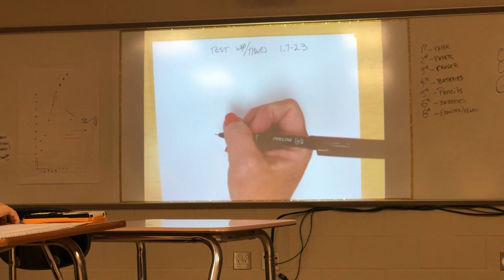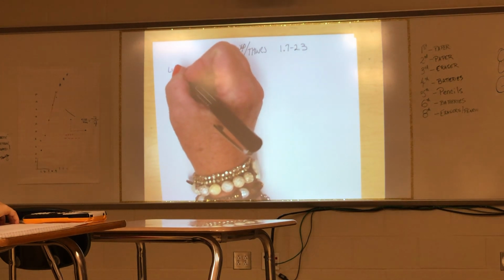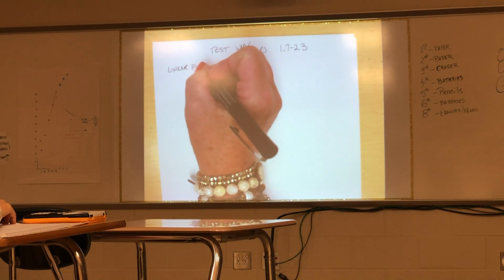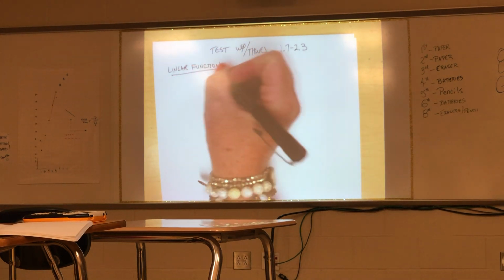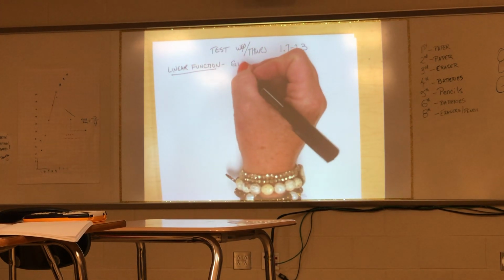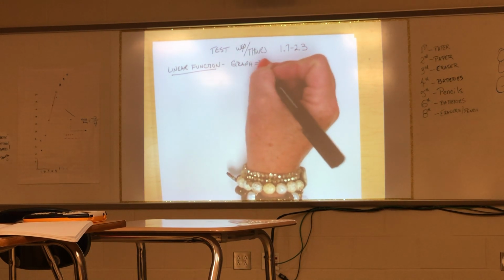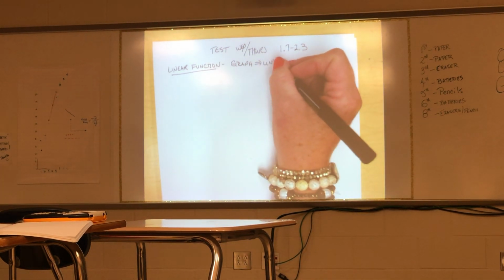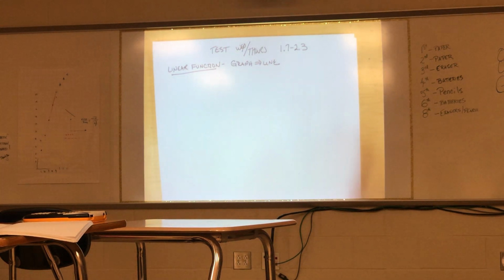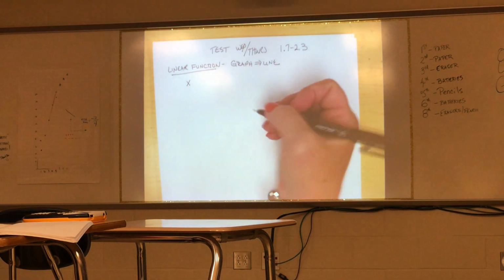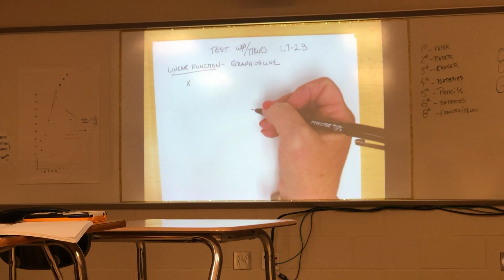So first of all, a little review: linear functions. If it's a linear function and I graph it, what's it going to look like? A line. Very good. If I look at the equation, what should be in my equation? An x and a y. It doesn't really have to have a y; it could just have an x, right?